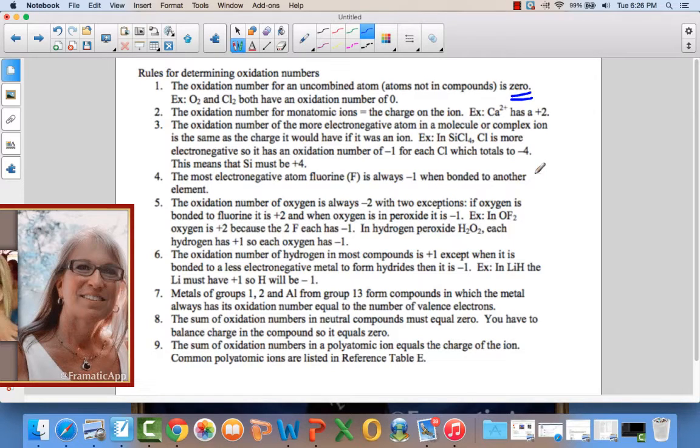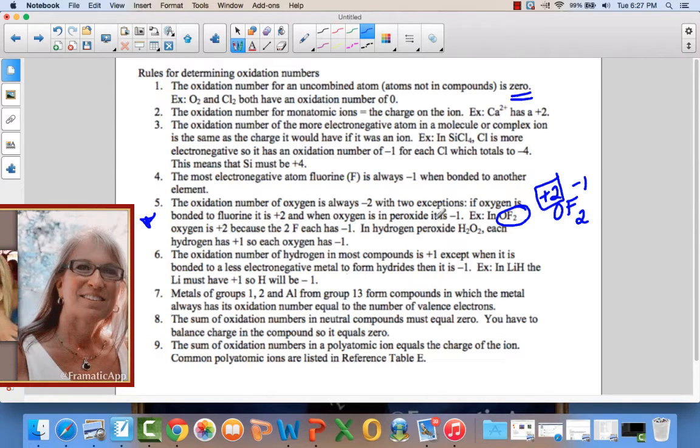Now there are some exceptions. Okay, we know that oxygen is usually -2. But because it combines with fluorine, and fluorine's the most electronegative element, fluorine is -1. -1 times 2 is -2. So here, oxygen assumes a +2 oxidation state. Only when it combines with fluorine. This is an exception to the rule.